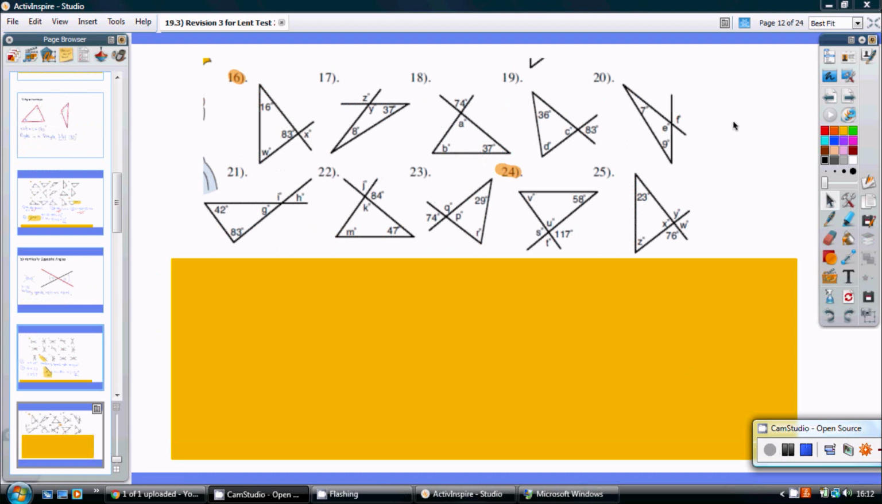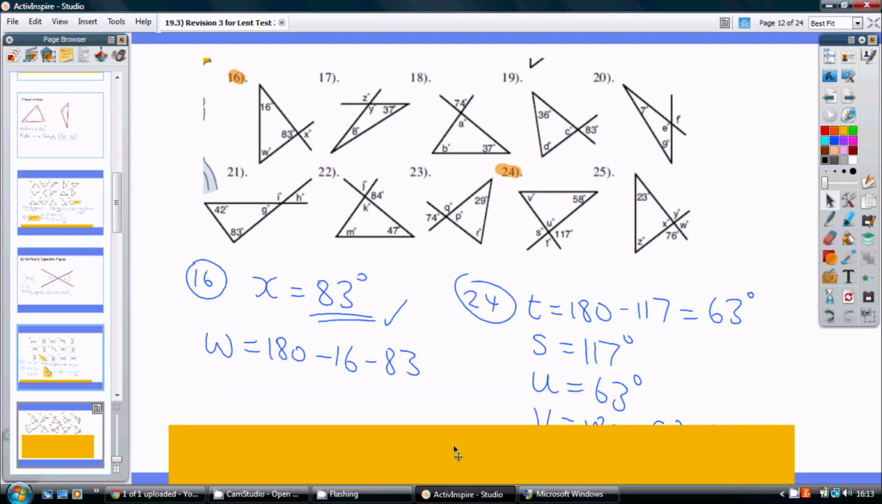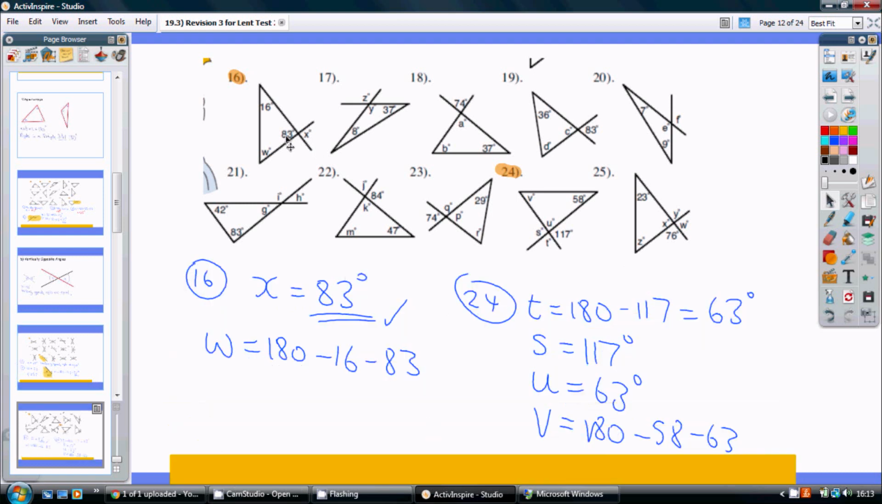So a couple more for you to practice here, please. Questions 16 and 24. So pause the video. So with 16, X is 83 because vertically opposite angles are equal. And then W you can work out to be 180, take away 16, take away 80.